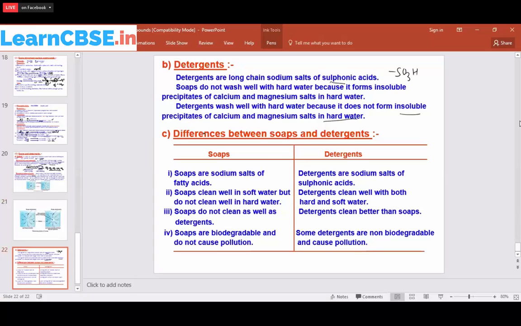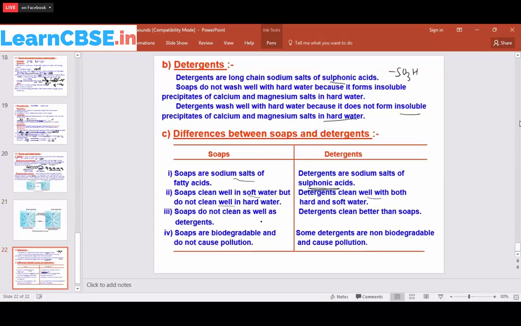The next one is the differences between soaps and detergents. Soaps are nothing but the sodium salts of fatty acids. Detergents are nothing but the sodium salts of sulfonic acids. Soaps clean well in soft water but do not clean well in hard water, so we have to waste so much soap in hard water. But the detergents are not like that. They will clean well with both hard and soft water because of the presence of the sulfonic acids.